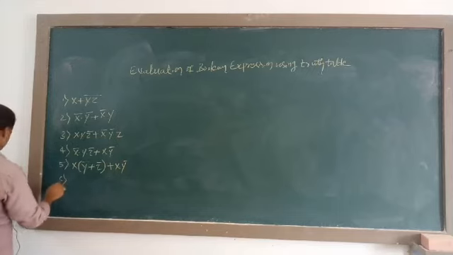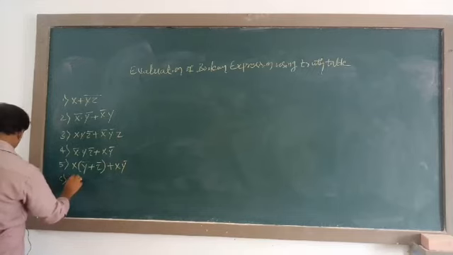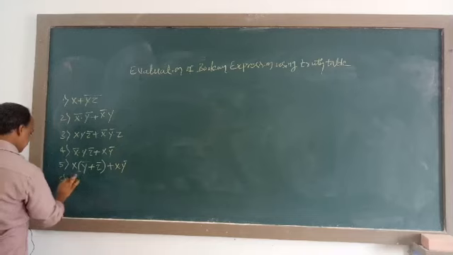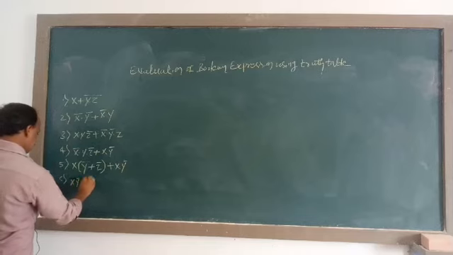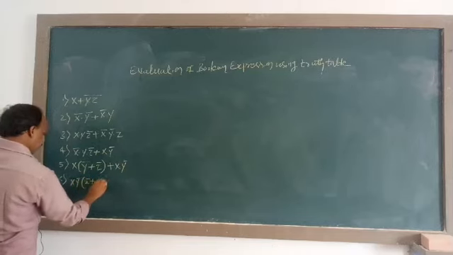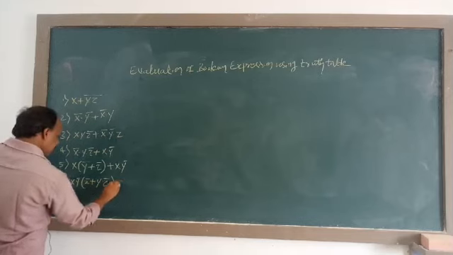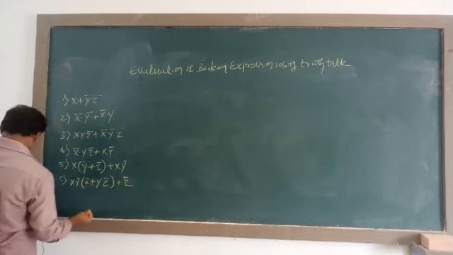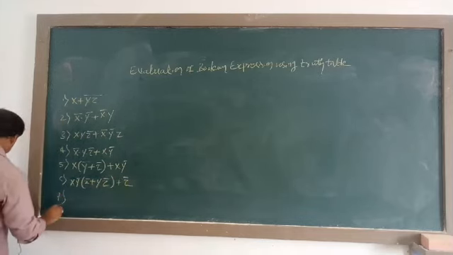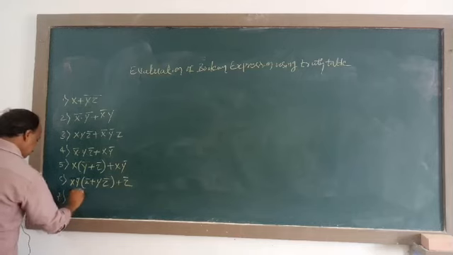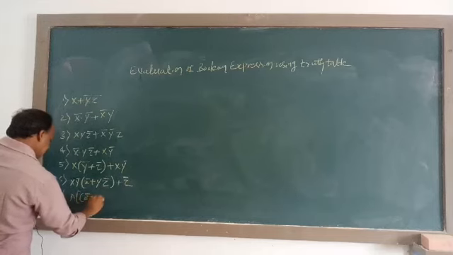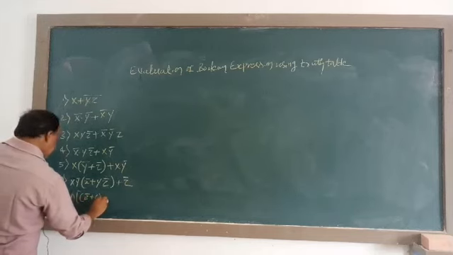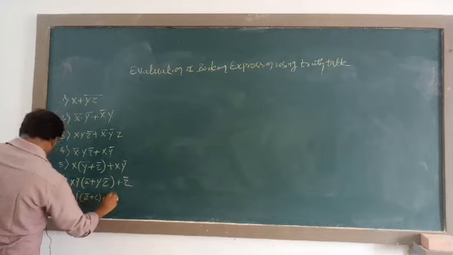And the last one, sixth one, x bar into y bar bracket of z bar plus y into z bar plus z bar. And seventh one, A into bracket of B bar plus C plus C bar.